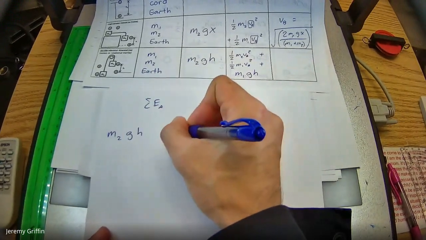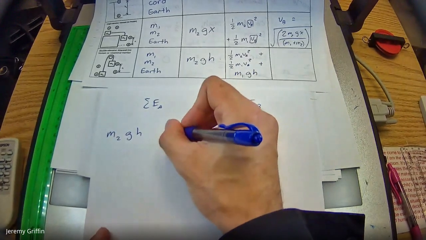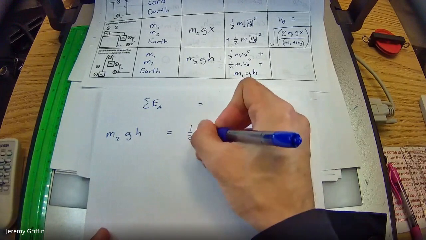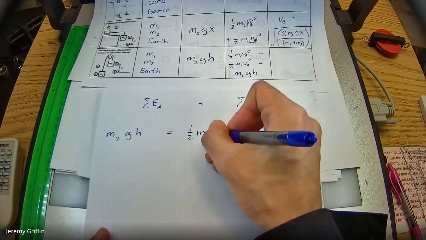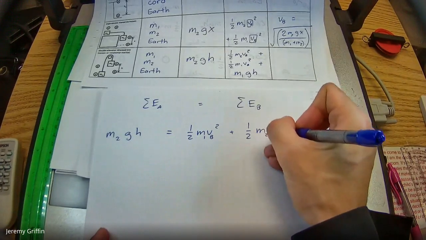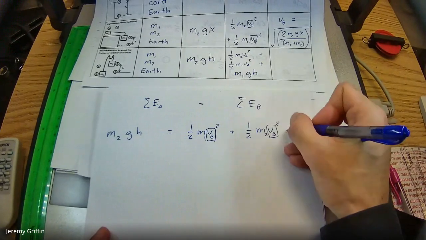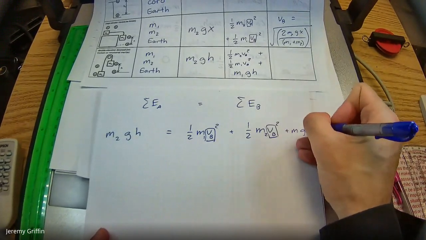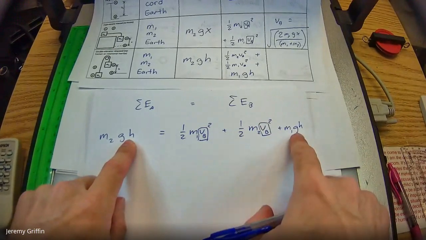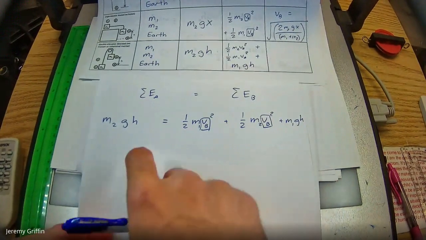M2GH. Okay, so block B is going to fall a height H, and then that energy will be delivered to, well, three things. You've got your 1/2 mv squared for block 1. You've got your 1/2 mv squared for block 2. Solving for this VB. And then block 1 had to be lifted, so M1GH. Whatever height M2 falls, M1 is being lifted to the exact same height. I have 4 terms.